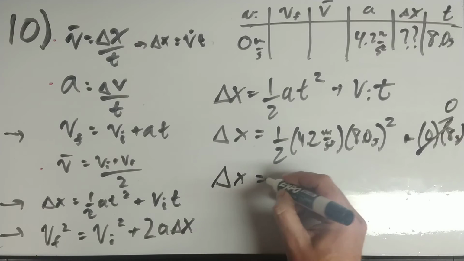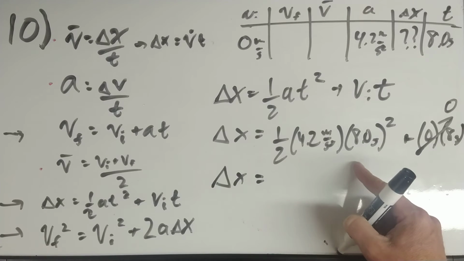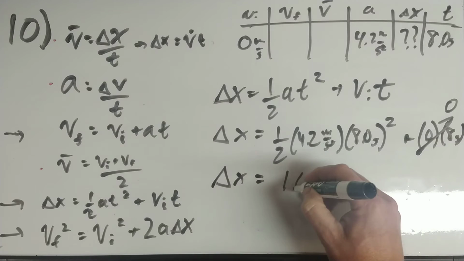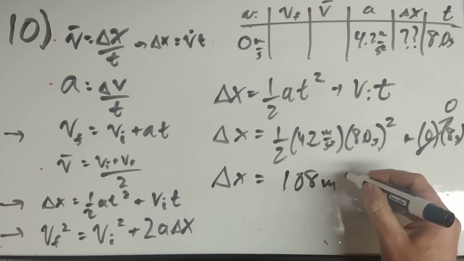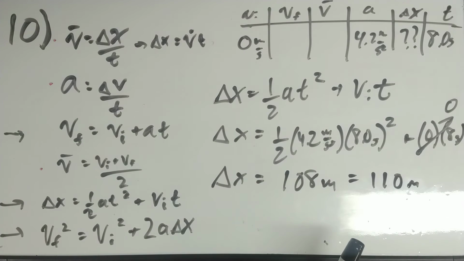So delta x, 8 squared is 64. Half of that is 32. 4.2 times 32 is about 134 meters or so. Probably 130 would be the answer to 2 sig figs, right? Because we don't have more than 2 sig figs here. And that's the answer to that one.